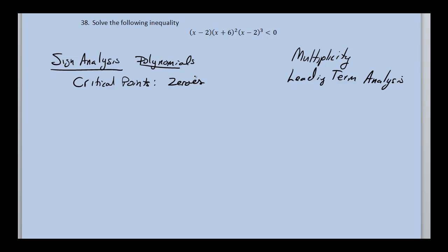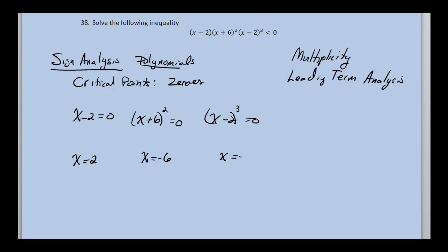So I'm going to solve, and I get x minus 2 equal to 0, x plus 6 quantity squared equal to 0, and x minus 2 quantity cubed equal to 0. These are all the possibilities where my graph can change signs. Solving here, I get x is equal to 2. Here, I get x equals negative 6. And here x is equal to, be careful again, another value of 2.